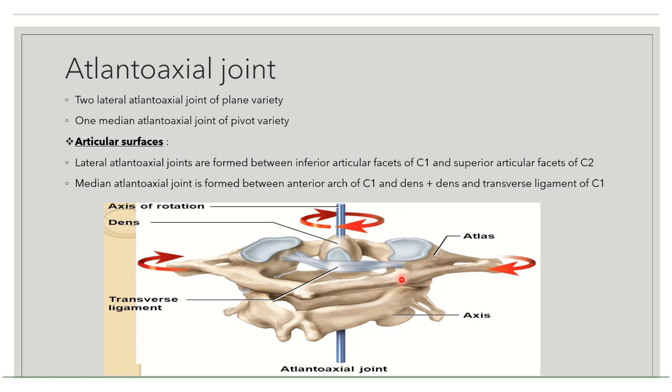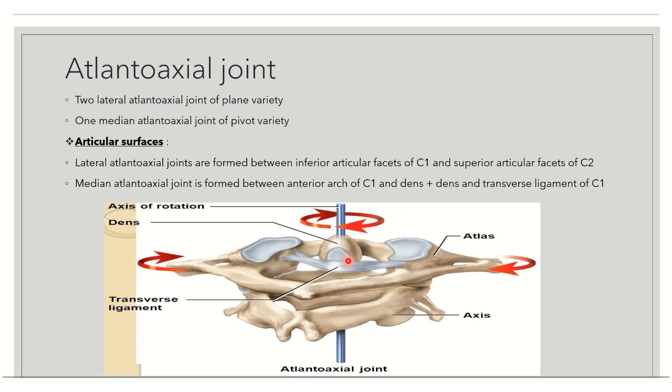You can see this is the atlas vertebra, that is C1, having these superior articular facets, and on the inferior surface it has these inferior articular facets. And this is the second cervical vertebra, that is axis, and this one is the odontoid process of the second cervical vertebra, also called dens.